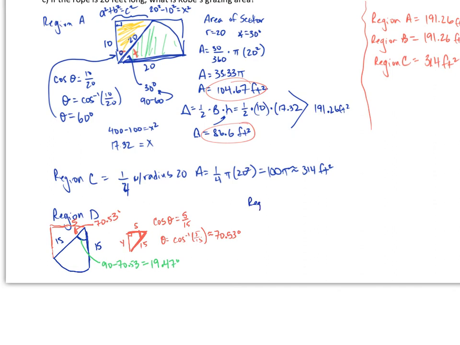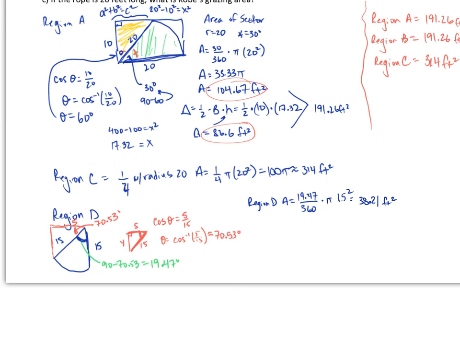Okay, so now let's find region D. Region D, the area will be, this was 19.47 degrees out of the full 360, right? It's the part over the whole. It's this part over the full circle that I would have here going all the way around. So part over whole times pi times this radius that we had, 15 squared. All right, this, when all is said and done, comes out to be 38.21 square feet.